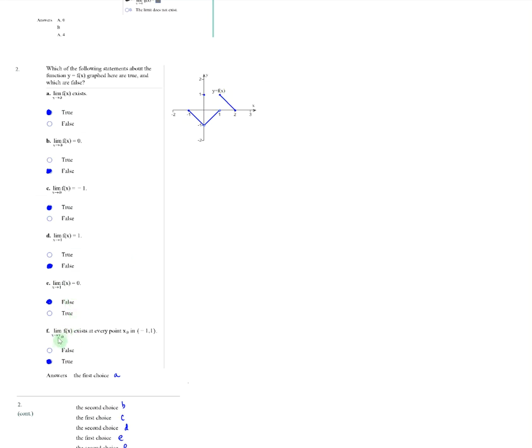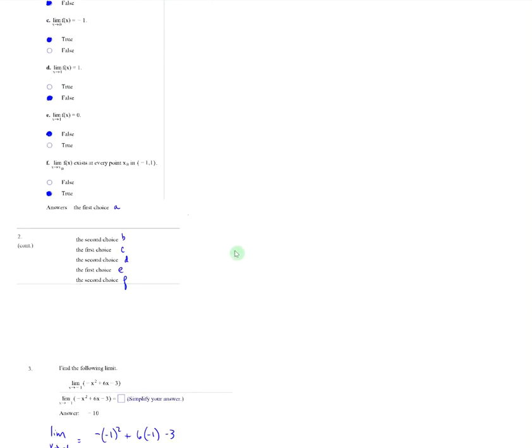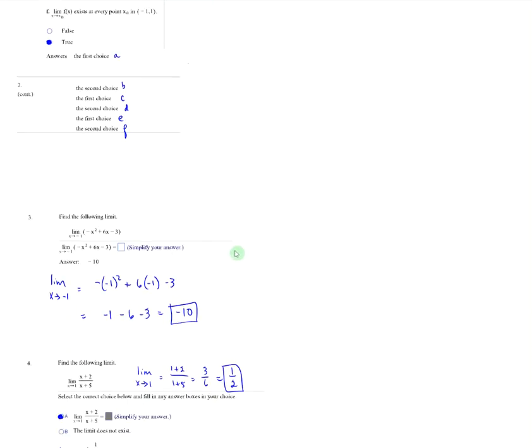The limit as x approaches x sub 0 exists at every point x sub 0 in -1 to 1. So from -1 to 1, the limit exists everywhere. Remember, it doesn't have to be defined, but everywhere there, the limit exists. All right, let's move. Oh, that was just the answers.